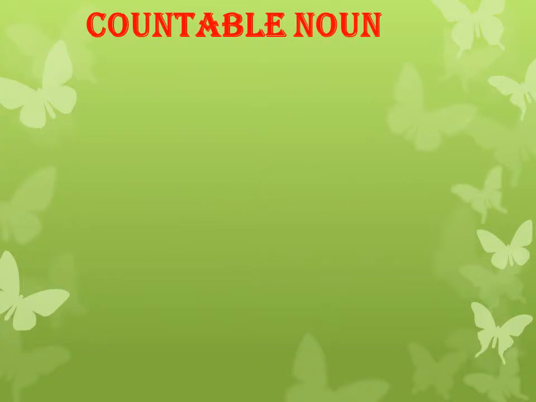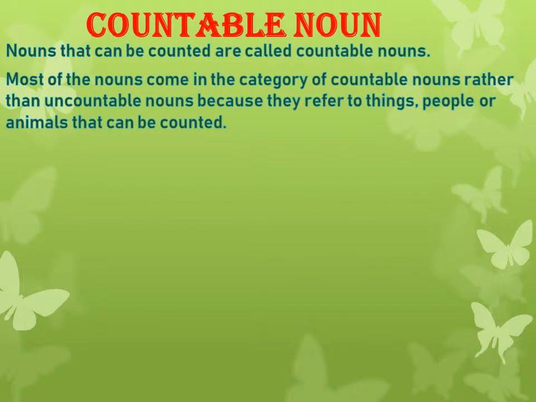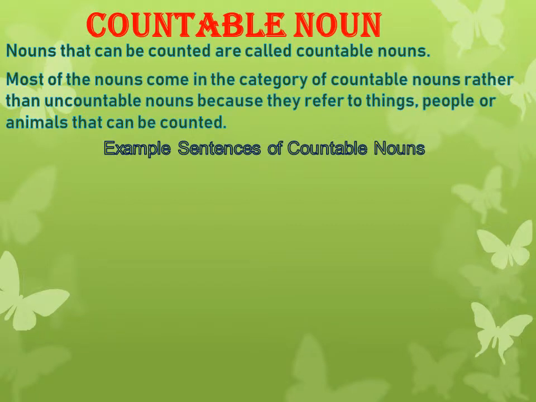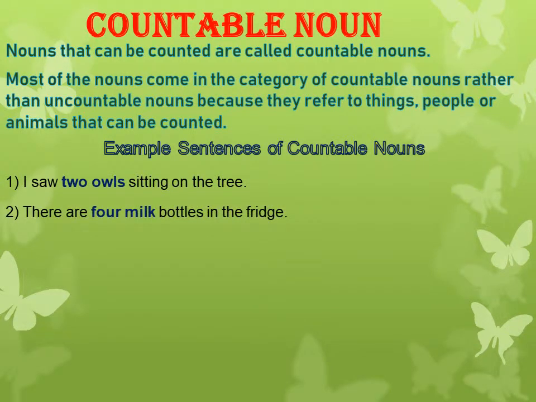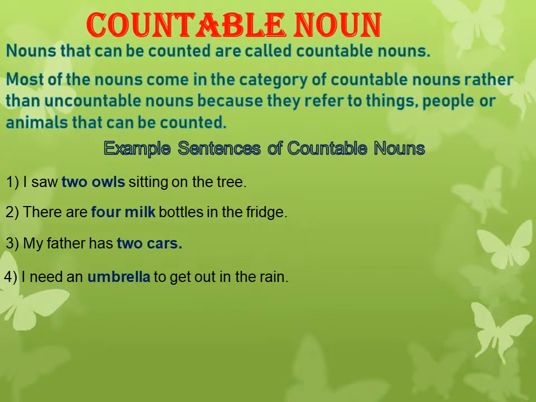Countable noun. Most of the nouns come in the category of countable nouns rather than uncountable nouns, because they refer to things, people or animals that can be counted. Example sentences of countable nouns. 1. I saw 2 owls sitting on the tree. 2. There are 4 milk bottles in the fridge. 3. My father has 2 cars. 4. I need an umbrella to get out in the rain. 5. To make this cake we need an egg.